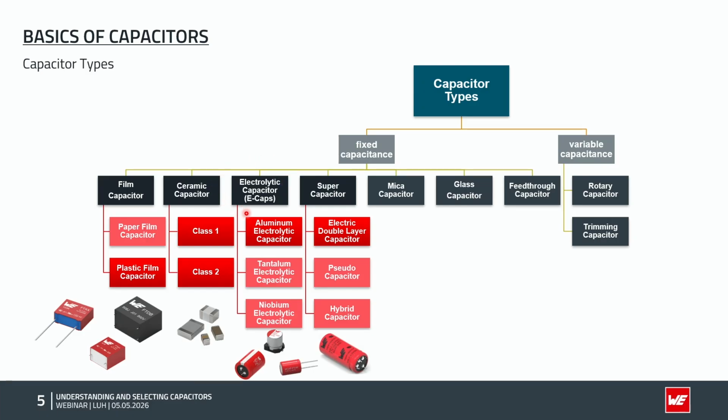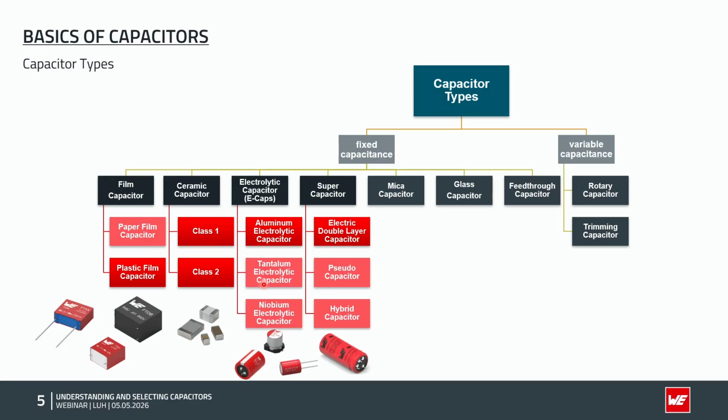Then we have also the electrolytic capacitors, which consist of aluminum electrolytic capacitors or tantalum capacitors, for example, or even niobium capacitors. So you can also see that the aluminum electrolytic capacitors are shown here, and here are also the aluminum polymer and aluminum hybrid polymer capacitors in behind.